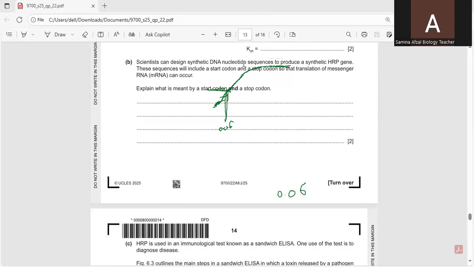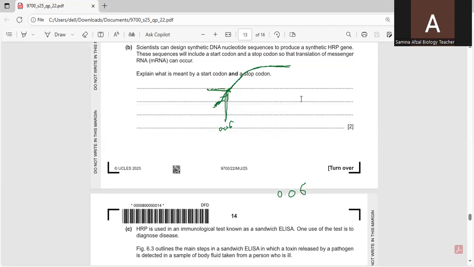The next question. Scientists can design a synthetic DNA nucleotide sequence to produce a synthetic HRP gene. This sequence will include a start codon and a stop codon so that translation of messenger RNA can occur. Explain what is meant by a start codon and a stop codon.